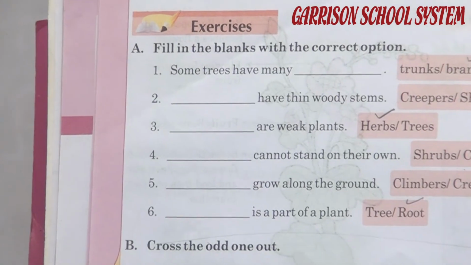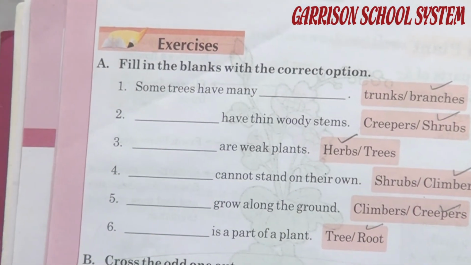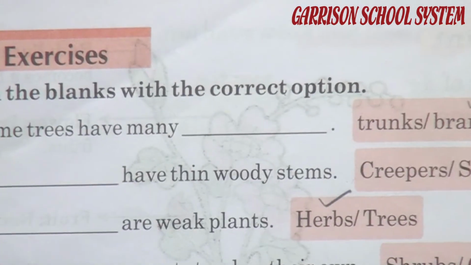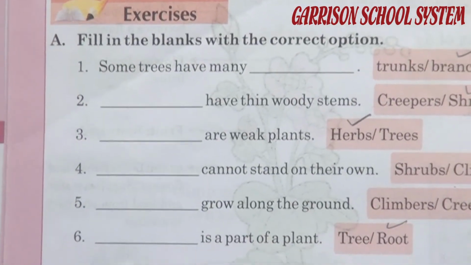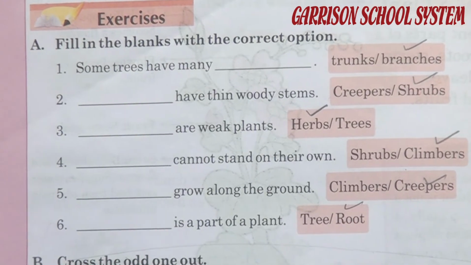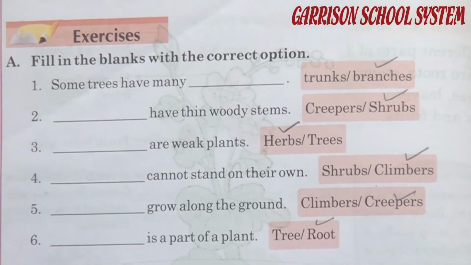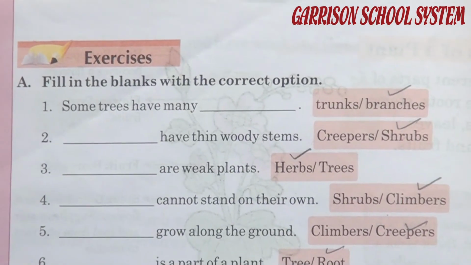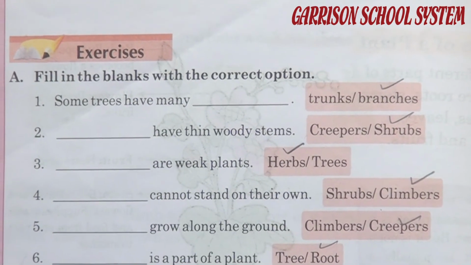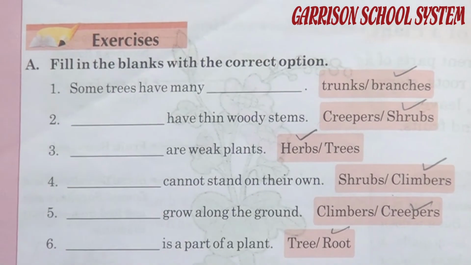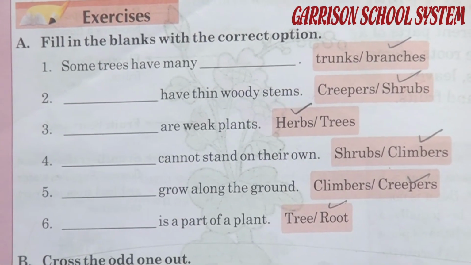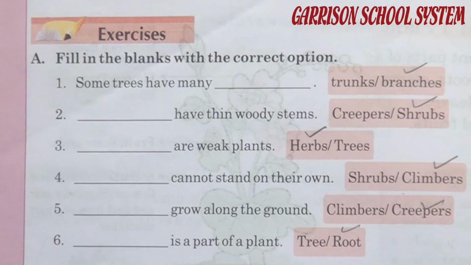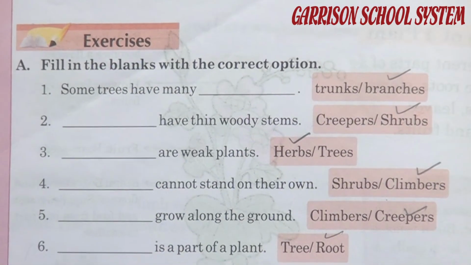Come on the page number 12. Here the exercises have started. Exercise part A contains fill the blanks with the correct option. Number 1, some trees have many dash. Options are trunks or branches. Branches. B-R-A-N-C-H-E-S. Number 2, dash have thin woody stems. Creepers or shrubs. Shrubs.